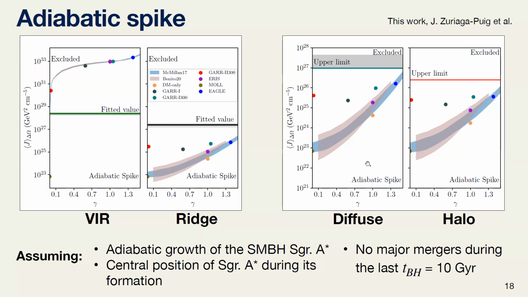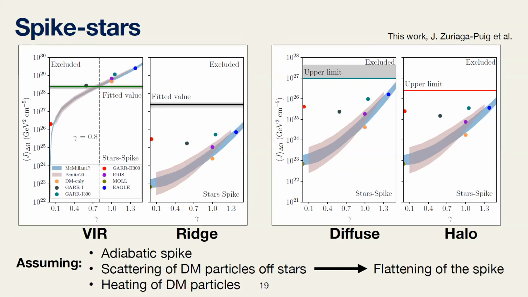However, for the ridge, diffuse, and halo, we cannot have the same exclusion region, and that is because these regions, the ridge, the diffuse and the halo as well, do not observe the spike. The spike is mainly within around 0.15 degrees. So the ridge and the diffuse do not observe the very center of the galaxy. Well, they mask this region, so we cannot see the spike. And indeed, this is what is observed. So the fitted values or the upper limit values do not match the computed ones. This is for the stars spike part.